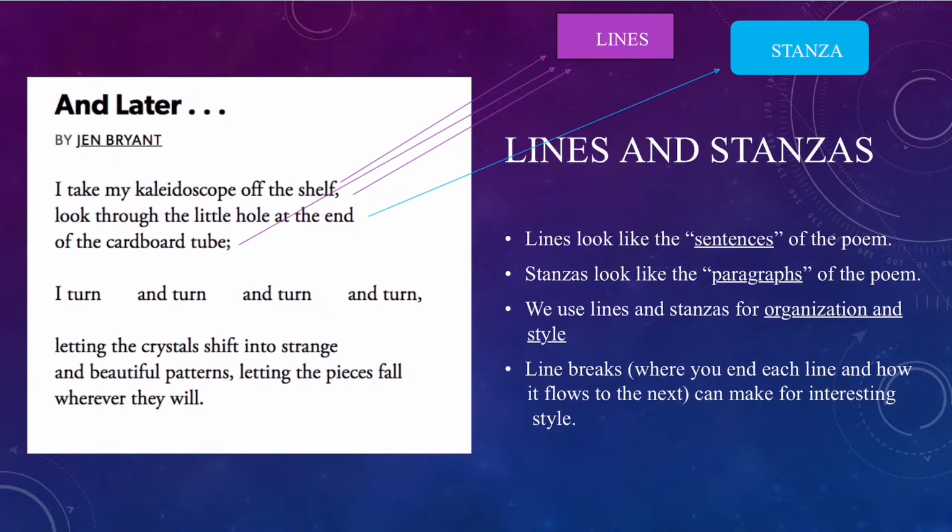The stanza is going to be the first 3 lines. You can see how it's organized to look sort of like a paragraph. The first stanza of this poem is, "I take my kaleidoscope off the shelf, look through the little hole at the end of the cardboard tube." That is the first stanza. You'll notice that the next piece of this poem is a line. You can use lines by themselves and use it to break up the different stanzas. So notice that Jen Bryant has a stanza, 1 line, and a second stanza.